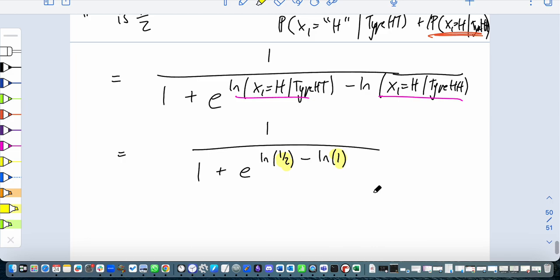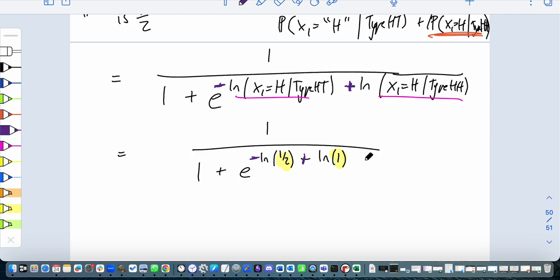Okay. And I think I maybe made a mistake. Maybe it should be the other way around. I think it should be minus plus. Yeah, it should be minus plus. Definitely should be minus plus. Okay. Minus this plus that. Because the log of 1 is 0.